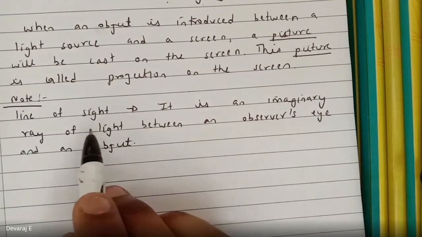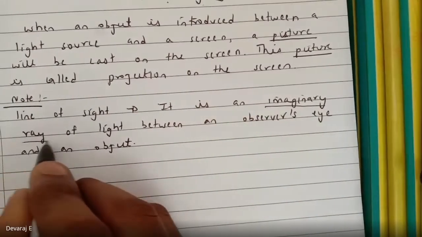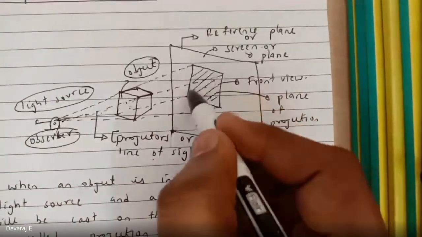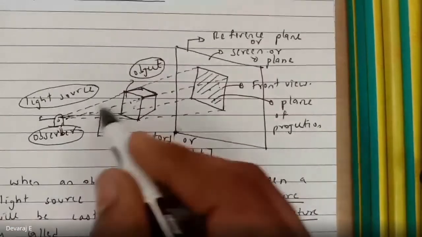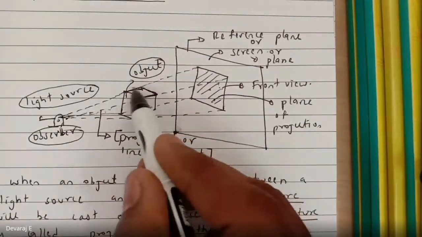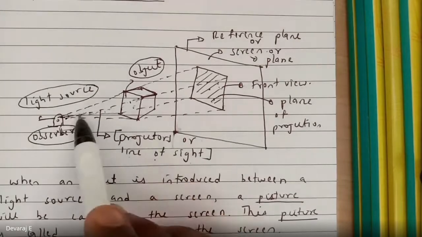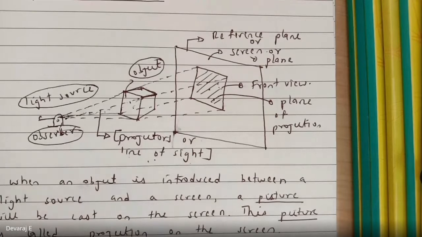The line of sight can be defined as an imaginary ray of light, because we cannot see, right? Only we can see the shadow. We cannot see the line which is passing on the object. So they are calling that as imaginary. So an imaginary ray of light which is passing from the observer's eye to the object, it is called as what? Line of sight, or it is called as projectors. So everyone is clear, right? Anyone has any doubt? No, sir.